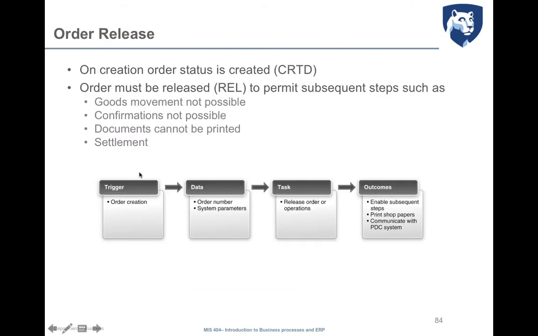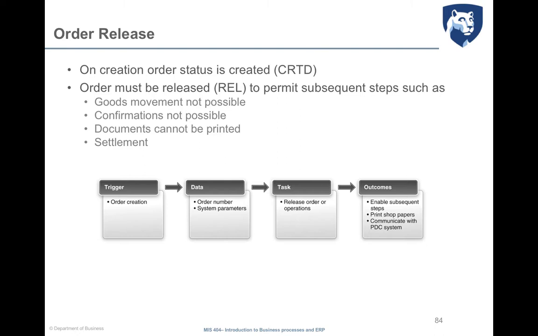Then, once the order is authorized and the planned costs are calculated, the order can be released. Once the order has been created, so CRTD, it can be released, switching to the real state, in order to execute the following process steps, in order then to execute all the activities that are needed to produce, like goods movement, confirmation, realization of production, and so on.